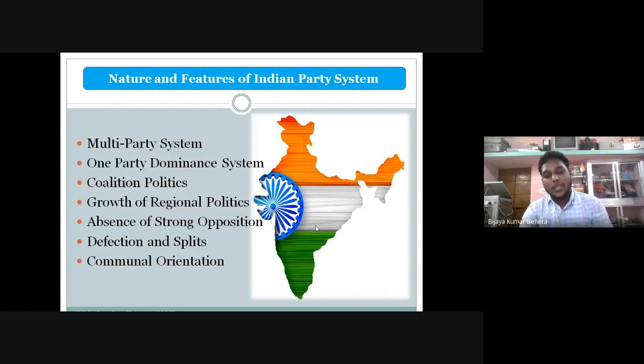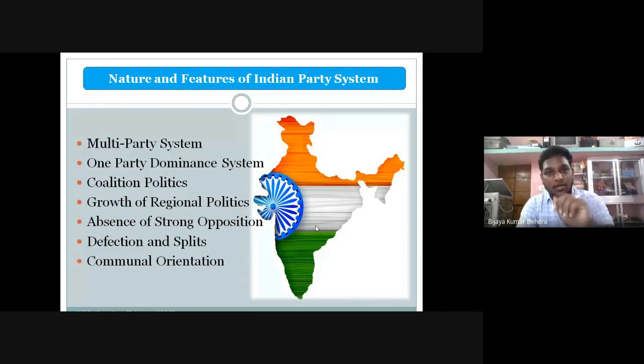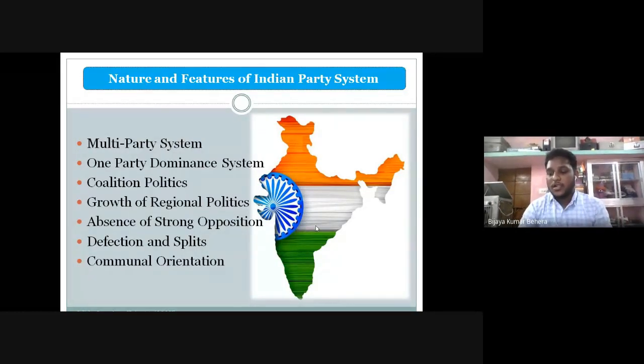Defection and split. What is defection and split? Suppose I am a member of political party A, and if I am not satisfied with the mission and vision of my political party, then I split or defect from that political party and create a separate political party. Then next one is communal orientation. In India, different political parties give importance to communal orientation based on caste, religion, and sex, and they form their political parties. These are the nature and features of the Indian political system.